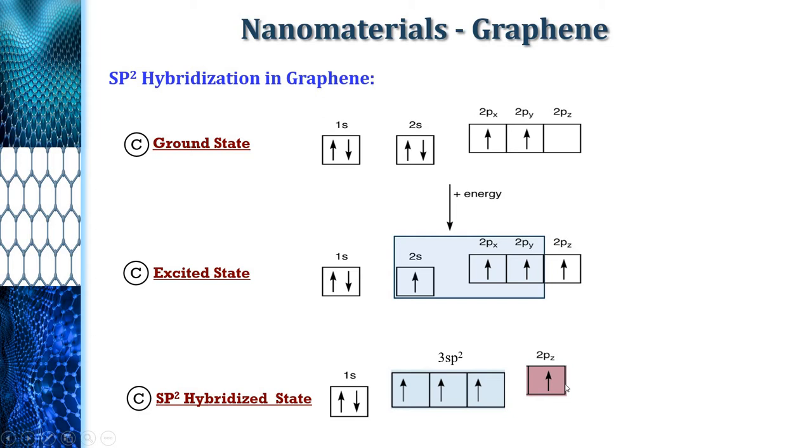pz orbital on the carbon will remain as it is, meaning it will be a little bit higher in energy, and these 3 hybrid orbitals have the same energy. The pz orbital is a little bit higher in energy. So after hybridization, the s orbital is combining with the px and py, forming the 3 orbitals of same energy called sp2 hybrid orbitals. So this is how the hybridization takes place.